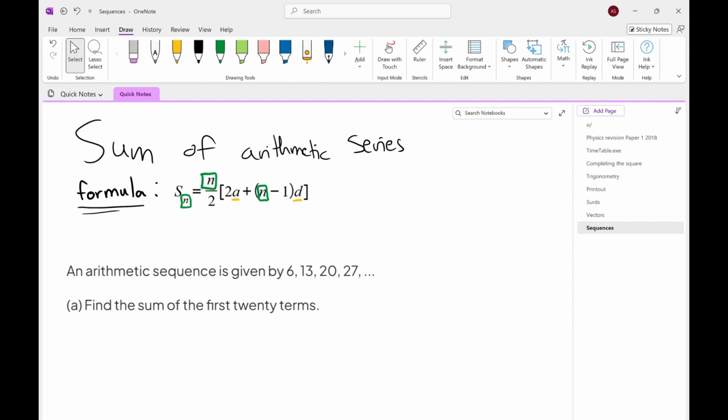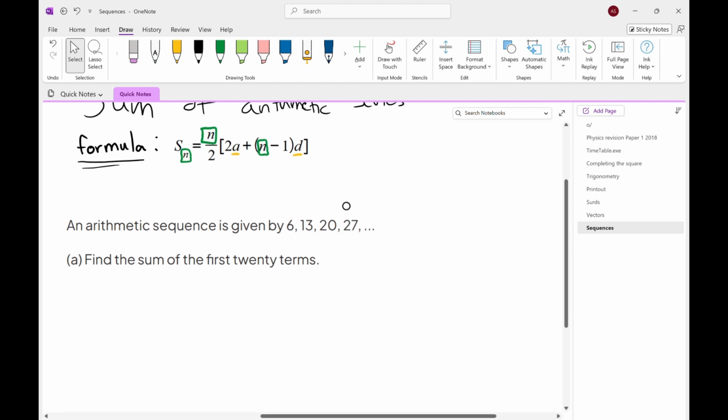Now we move on to the harder topic of arithmetic series, and this is the sum of arithmetic sequences. The formula is a little bit different. They will still give you both of these formulas on your exam paper, so don't worry, you don't need to remember them. It would be n over 2 times 2a plus n minus 1 d. It's always like this if you want to find the sum of a bunch of terms in the same arithmetic sequence.